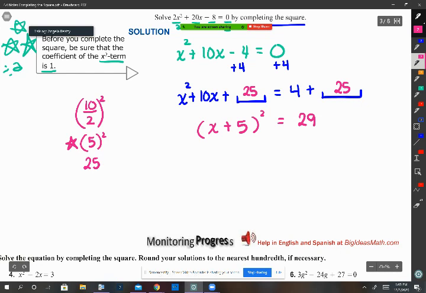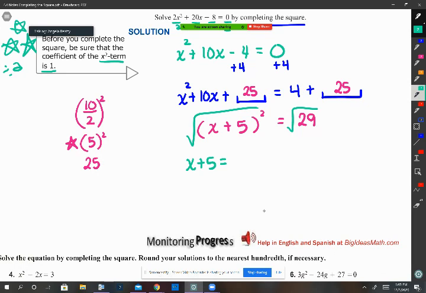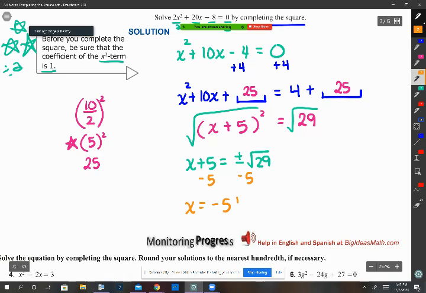So now when I go to solve this, I'm trying to get rid of the power of 2. So I square root, and I get x plus 5 is equal to, I drew the square root sign, which means I have to take into account both of them, plus or minus root 29. And then I'm going to try to get the x all alone, so I have to subtract 5 from both sides. And so I get negative 5 plus or minus root 29.